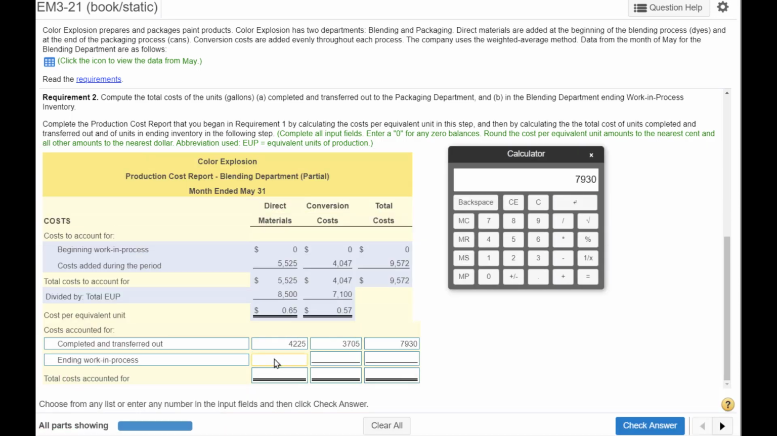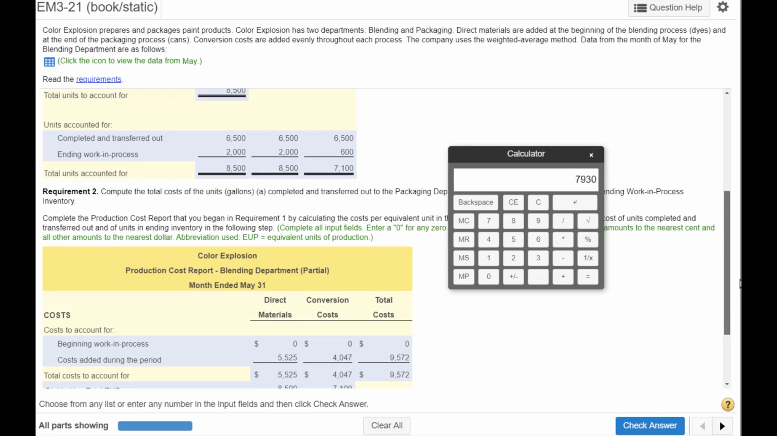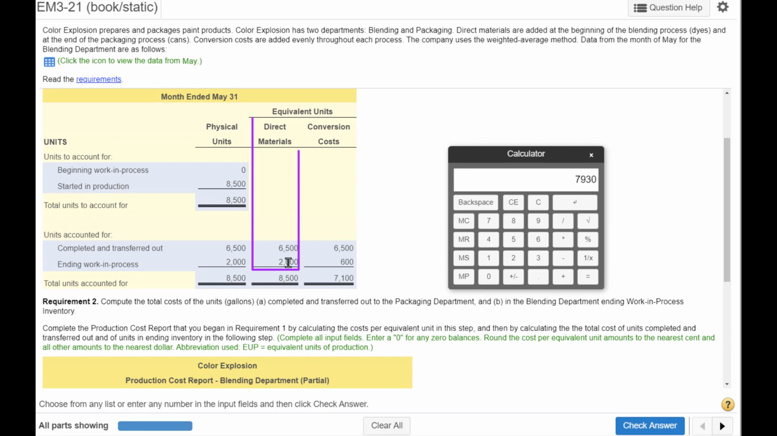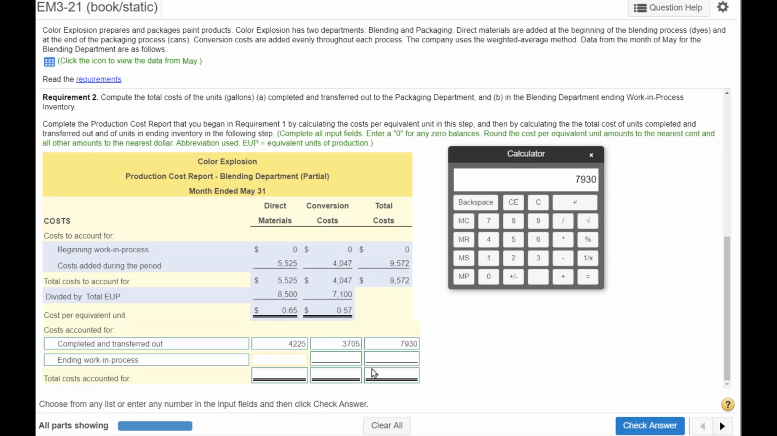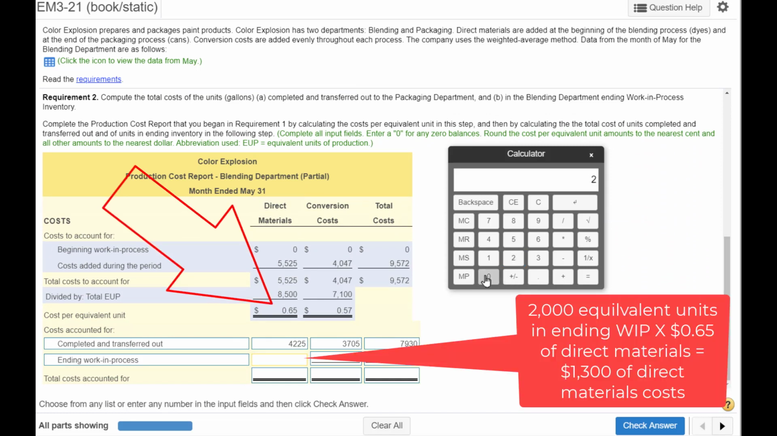So for the ending work in process, we're going to take the 65 cents. Now remember, this is direct materials we're working on for ending work in process. So 65 cents times the equivalent units. Here's the equivalent units for direct materials, it's 2,000 units. So we're going to take 2,000 units times this 0.65, and that gives us $1,300.